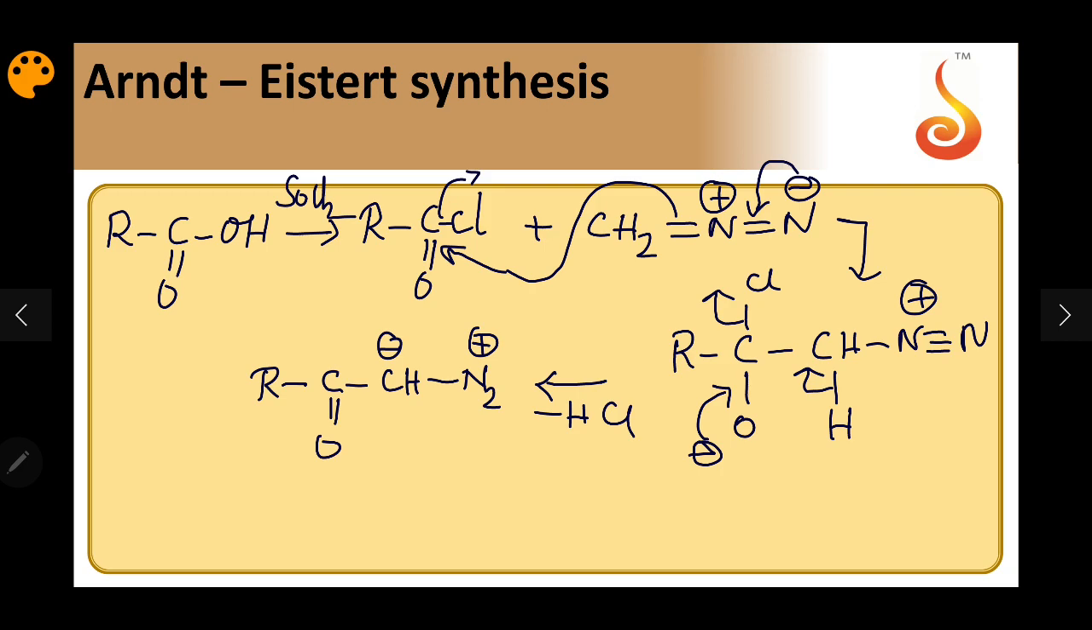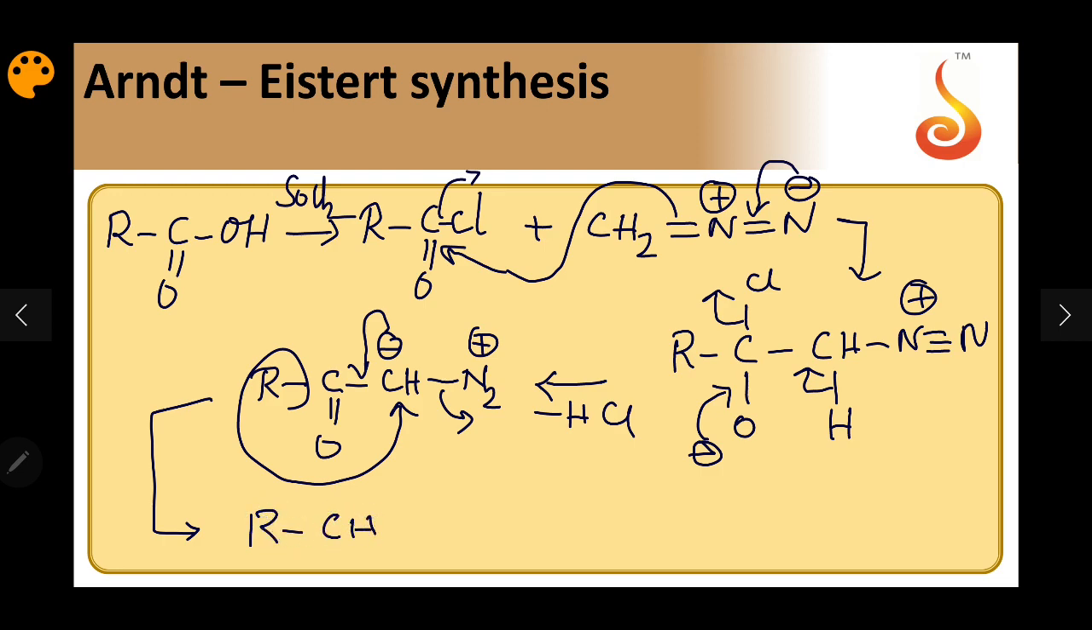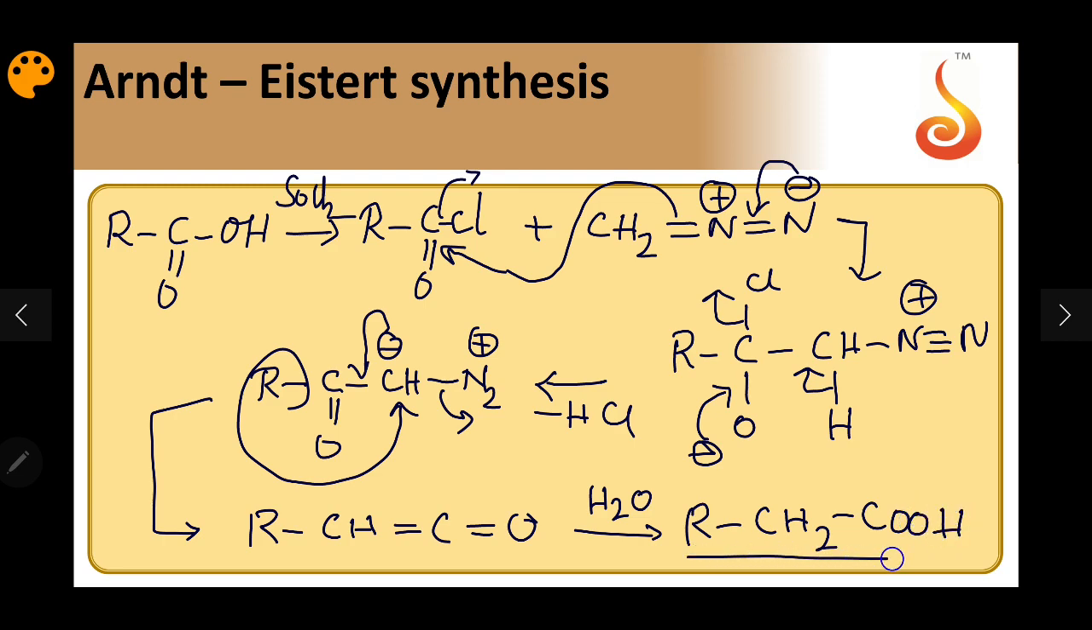So this is again the same intermediate. This will come back. R migrates, N2 goes. So it is absolutely the same, but the product formed is not isocyanate, it is ketene. So ketone plus alkene, ketene. This ketene on hydrolysis forms RCH2COOH. So we get a carboxylic acid with one carbon atom more than the starting reactant. So we ascend in the homologous series.